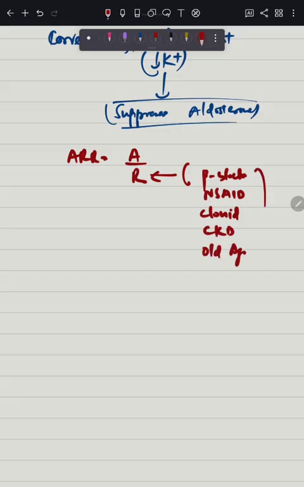So these scenarios are: beta blocker, NSAIDs, clonidine, CKD. C for clonidine, C for CKD, O for old age, beta blocker and NSAIDs. These decrease renin. So renin is decreased, so the denominator shrinks and the ratio can look high even when aldosterone isn't truly elevated.